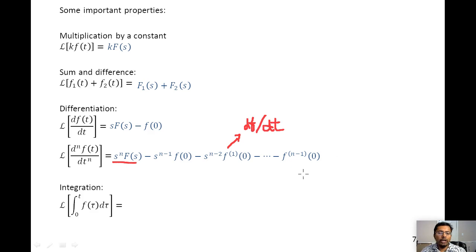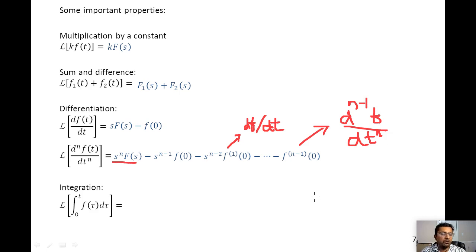And so we keep going on and on. This is basically the n minus 1 derivative, which is short form for writing d to the n minus 1 f divided by dt to the n minus 1. And so we keep going, and we can write the derivative like that.